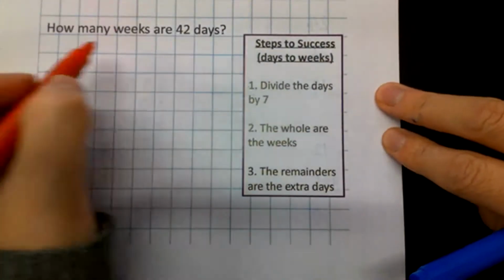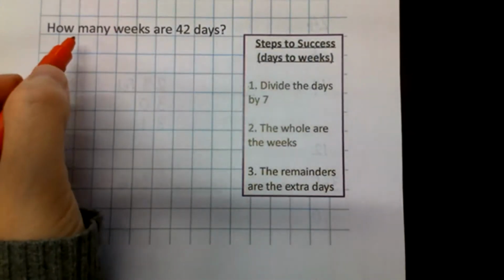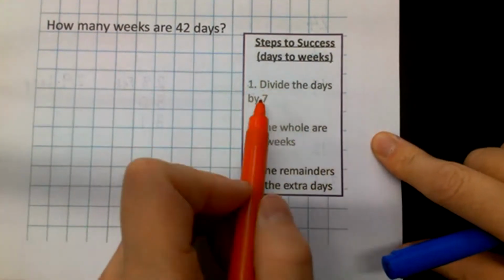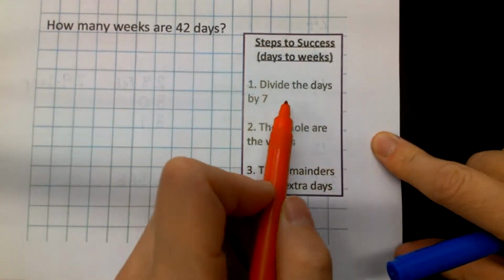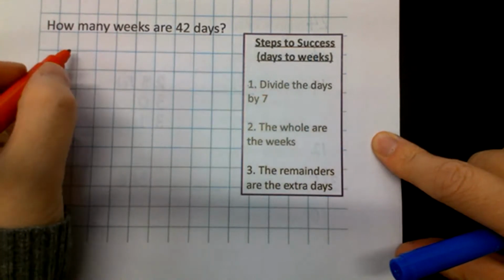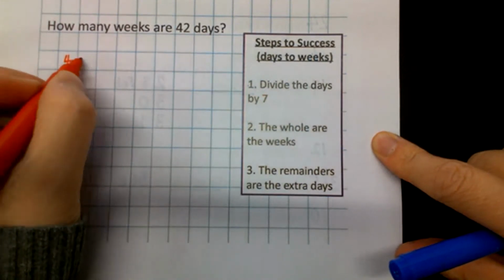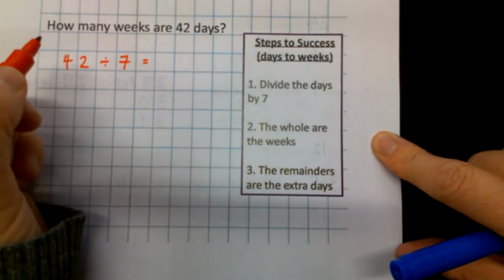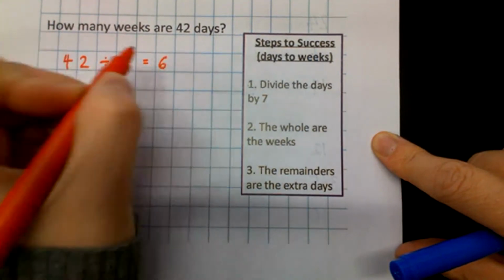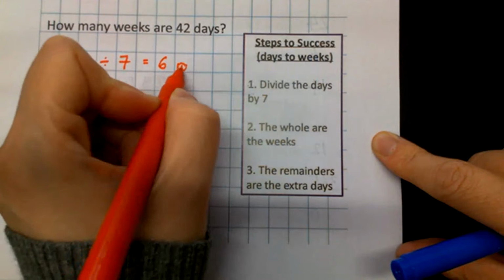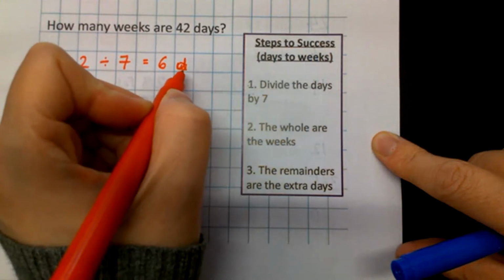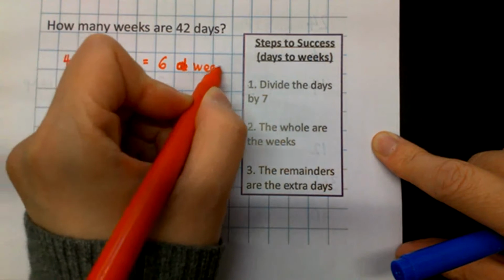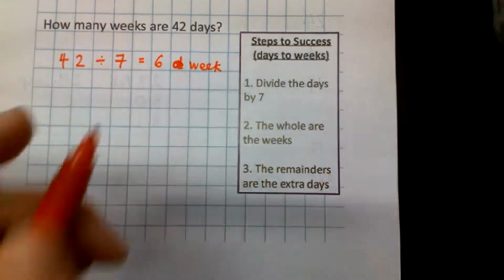What about this? How many weeks now are there in 42 days? So here we have divide the days by 7. 42 divided by 7 equals 6. Good. Weeks.